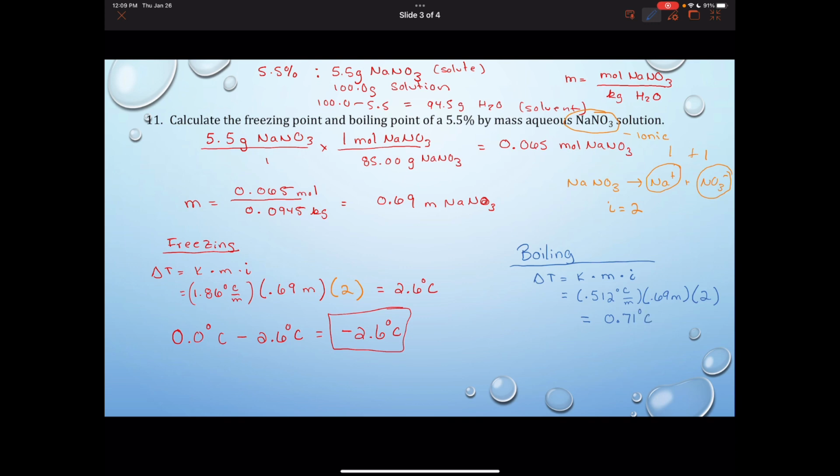And so when we're looking at boiling point, we start at 100 degrees. We increase by 0.71. So our new boiling point is 100.71 degrees Celsius. So for any solution, whether it's an electrolyte or non-electrolyte, as long as we know what that substance is, we can use its concentration to figure out the boiling point for our solution.